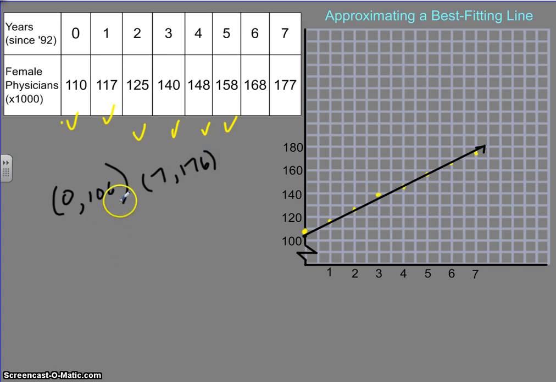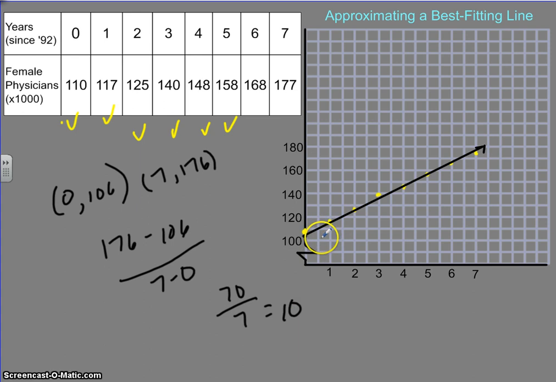So what I'm going to do is find the slope of this line. I've got 176 minus 106 over 7 minus 0. Well, 176 minus 106 is 70, right? Over 7. Well, 70 over 7 is just equal to 10. I've got a slope of about 10. Now again, this is an estimate. It's not exact. Well, the y-intercept, we said, is right here. Again, that's a little bit of an estimate.